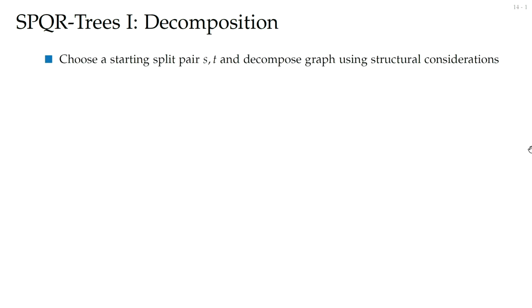So let's have a look at these rules. If we want to do the decomposition, we always have to start with some split pair. Usually, you also want them to be connected, so we start with some edge. And we use structural considerations of the graph to further split it. We always have everything with regard to these two vertices, S and T. These are also what we call the poles. And we get 4 different types of nodes.